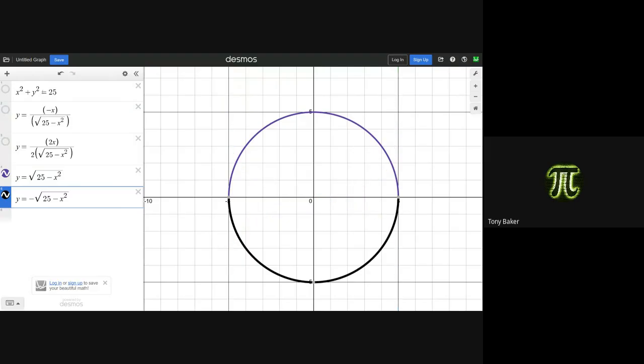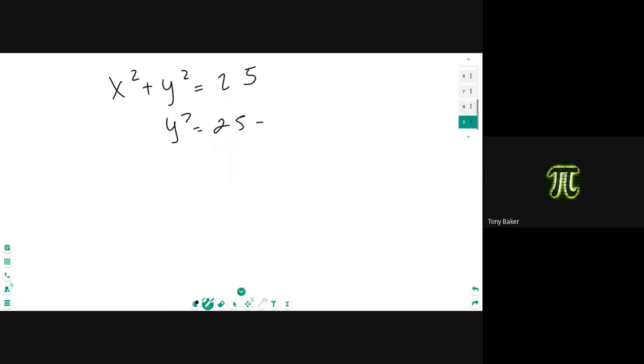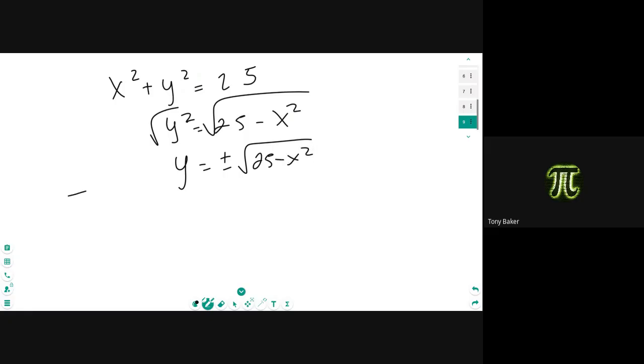But can I take every equation that I ever have, any kind of anything, and solve it for y? Can every equation be solved for y? That's simple, right? I can solve this for y. Square both sides, y equals plus or minus the square root of 25 minus x squared. Simple enough, right? What about this one?